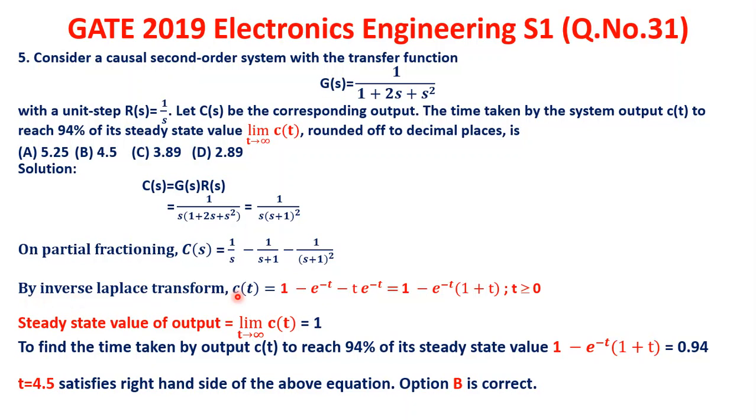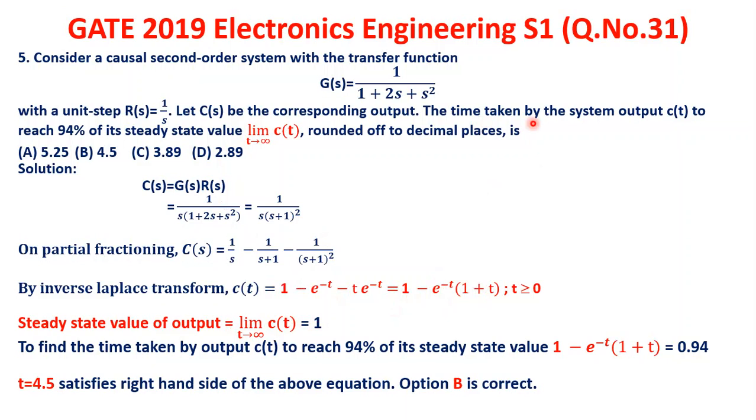So by taking inverse Laplace transformation, 1 by s means 1, 1 by s plus 1 means e power minus t. This is again the first shifting principle. So t into e power minus t. Therefore, if we take e power minus t common to the second and third terms, we get 1 minus e power minus t into 1 plus t, for t greater than or equal to 0. So the steady state value of the output we have to find out. If we substitute t is equal to infinity, e power minus infinity is 0. So 0 multiplied with this is 0. So 1 minus 0, 1. That means the steady state value is 1.